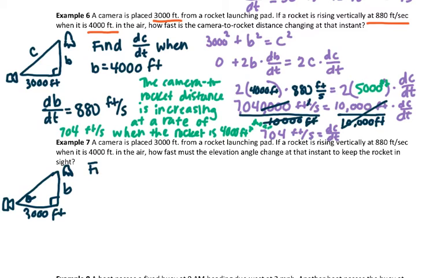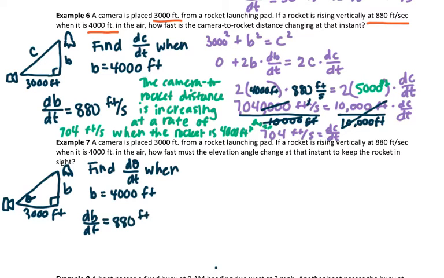So they want the rate that the angle is changing. So d theta dt when B equals 4,000. And we still know that dB dt is the same rate as before. Okay, so that's all the information we want to find, and what we know.